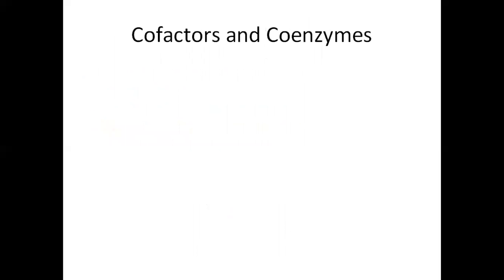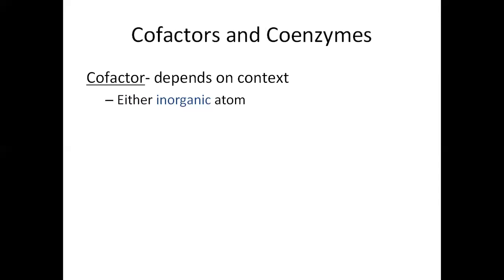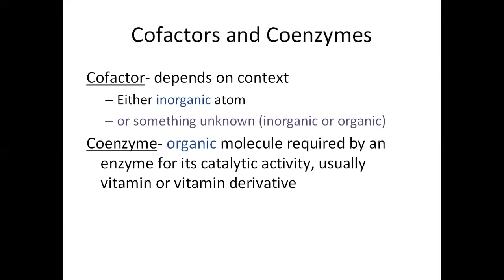These are called either cofactors or coenzymes. The cofactor most commonly refers to an inorganic atom, such as iron. Sometimes cofactor means an unknown something, which, if it's unknown, we don't know whether it is inorganic or organic. In contrast, when we see the word coenzyme, we know that it is an organic molecule which is required by the enzyme. Most of the time, the coenzymes are either vitamins or, much more commonly, are vitamin derivatives.